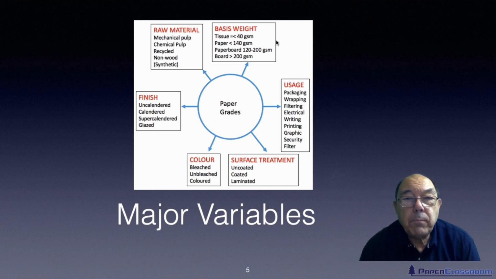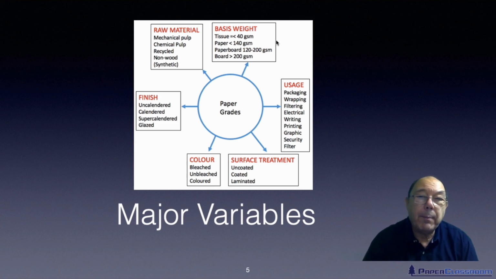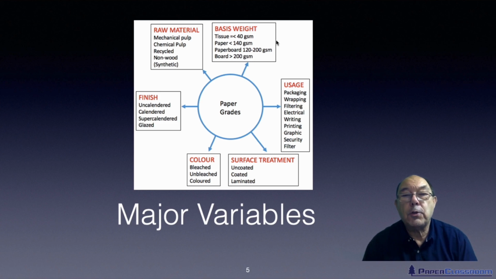And finally, you can sell paper by virtue of its use. Are you selling a packaging paper or a wrapping paper? Is it a filter paper for a laboratory, or for an air filter for a car, or for a bag in a vacuum cleaner? Has it got a very low level of metal ions and it's useful for electrical purposes, for making capacitors and things like that? Is it a writing paper?